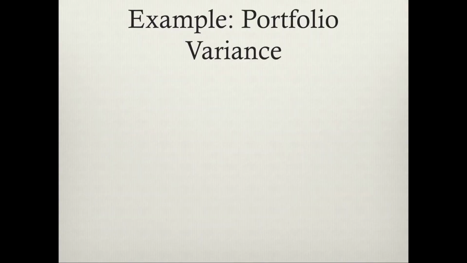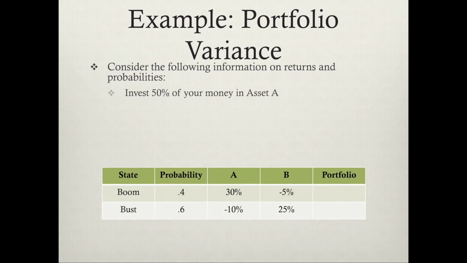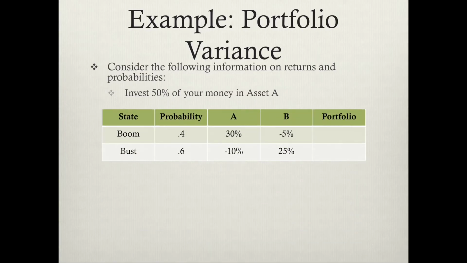So here we have example 1, portfolio variance. Consider the following information on returns and probabilities. We invest 50% of our money in asset A. We can see that here we have a 2-asset portfolio. So if 50% of our investment is A, that means 50% would be in B as well. What we have here is a 40% probability of a boom economy, a 60% probability of a bust economy, and then the returns of A and B under each of the scenarios.